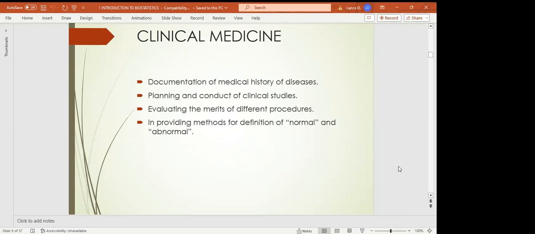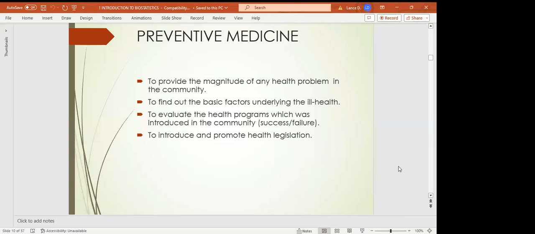Good. Preventative medicine, on the other hand, has to do with the magnitude of any health problem in the community, to basically find out basic factors underlying the ill health of persons, to evaluate any health program introduced, and to promote the overall health legislation. So you want to put things in place.